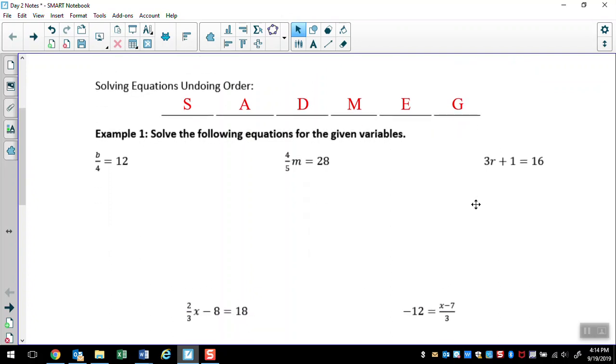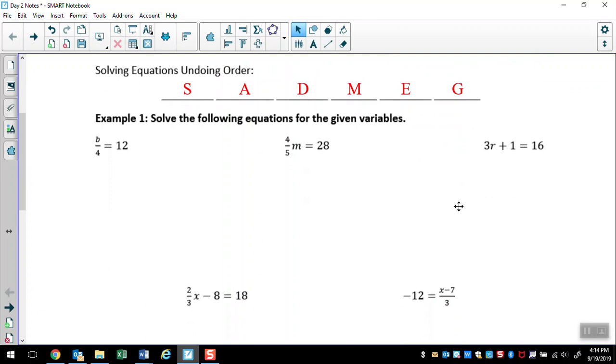All right, so let's come down and take a look at some examples. We're going to go through these 5 examples really quick, and then you'll have some to try on your own. All right, so let's start with this first one. The first thing I always do is draw my line through the equal sign. You're going to see the keyword solve. We've talked already about evaluate and simplify. Now we're bringing in that word solve. Solve means we have to figure out what is the value of the variable.